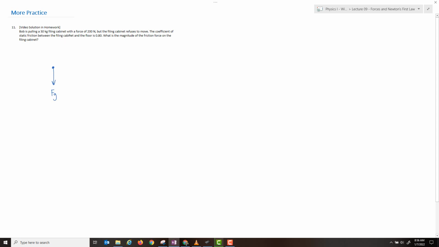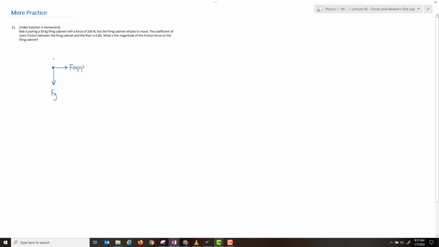And Bob is pulling on the filing cabinet with a force of 200 newtons. It doesn't tell us which direction he's pulling on it, so we're just going to assume that he's pulling on it in a horizontal direction. He's trying to get it to move. So I'm going to just write this out as force applied, which would equal 200 newtons.